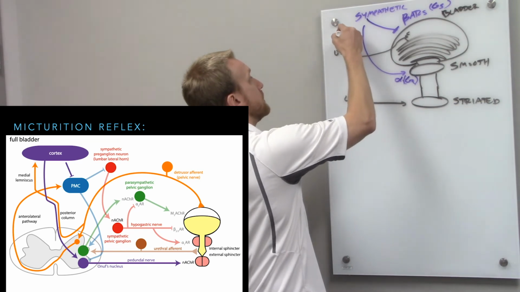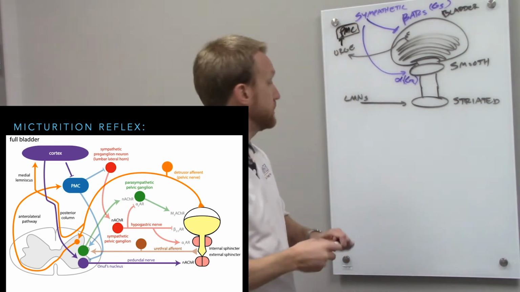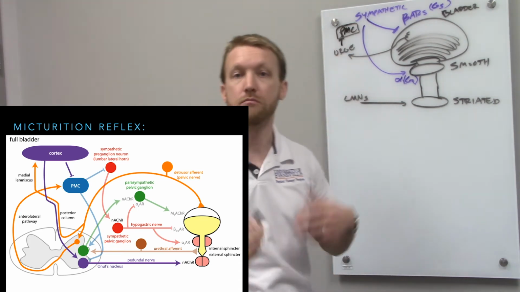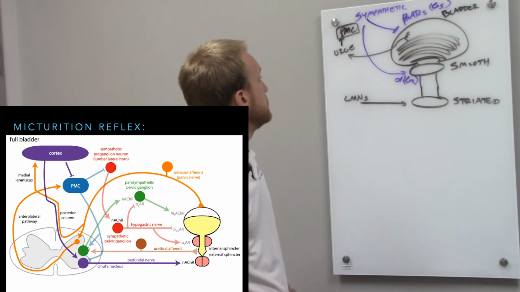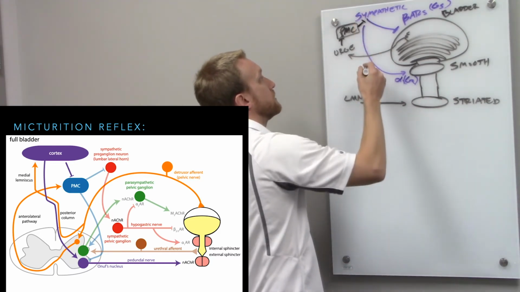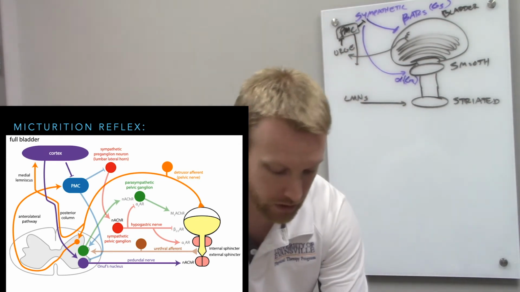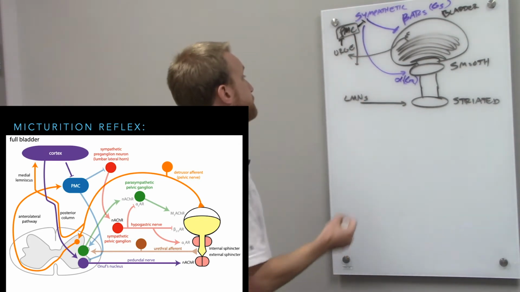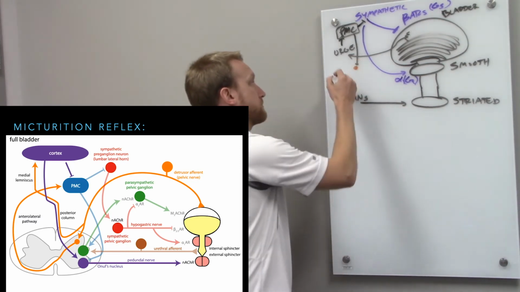But importantly, it targets the pontine micturition center. This is an area in the pons that controls micturition or urination. The PMC inhibits sympathetic fibers and excites parasympathetic fibers. So those are out here in the sacral spinal cord.